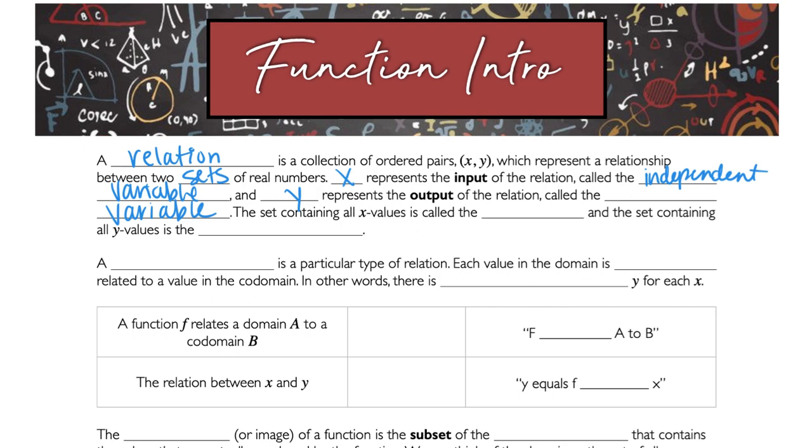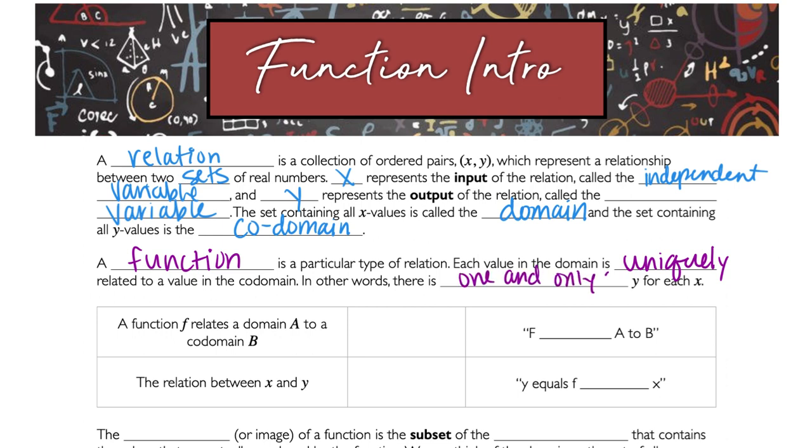The set containing all X values is called the domain. Have you heard that before? And all the Y values is called the codomain. Now, a function is a special type of relation. Each value in the domain, each X, is uniquely related to a value in the codomain, a Y value. In other words, there is one and only one Y for each X.